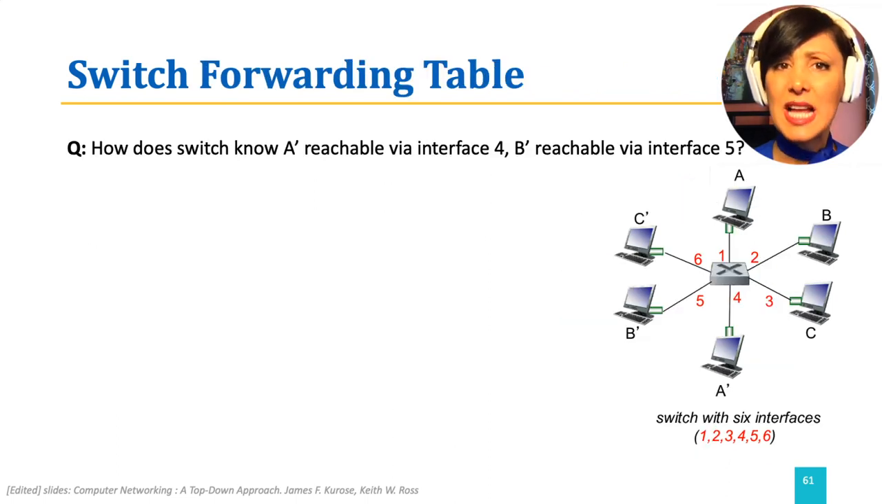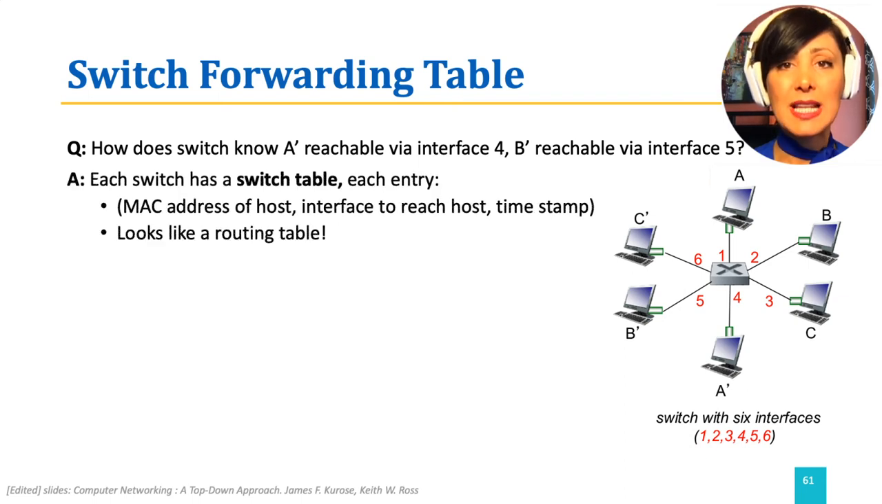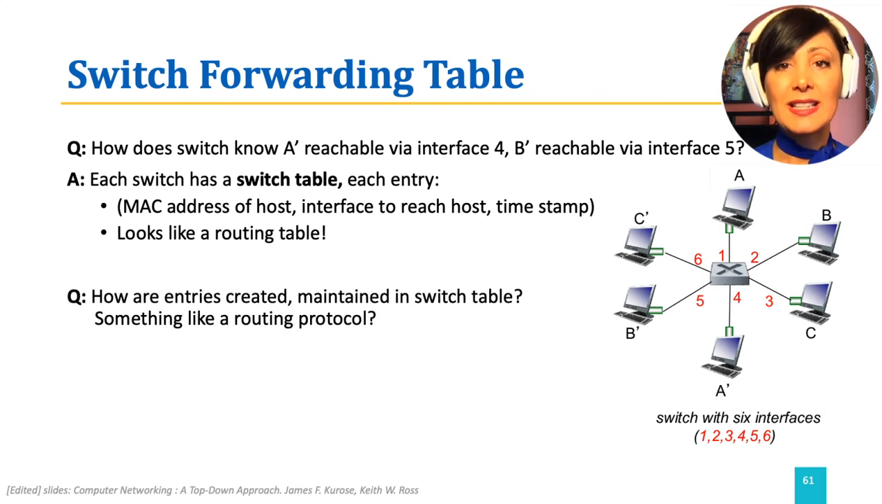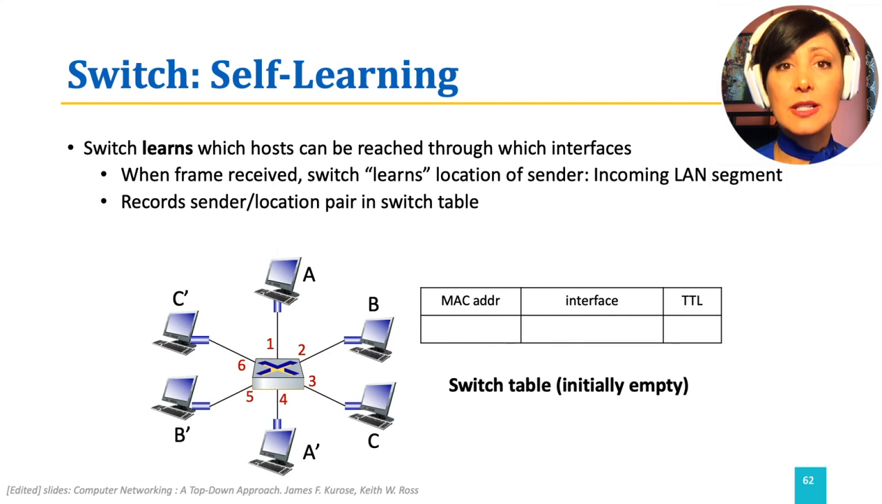On the same network example, how does the switch know A prime is reachable via interface 4 and B prime is reachable via interface 5 to forward the frames to them? Each switch has a switch table. Each entry of this table has a MAC address of a host, the interface to reach that host, and a timestamp. The entries to the switch table are created using a simple self-learning mechanism that we will explore next. A switch self-learns which hosts can be reached through which interfaces.